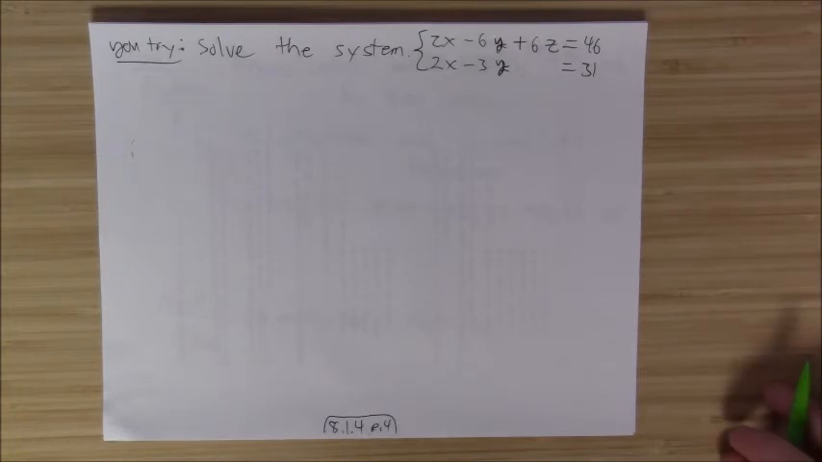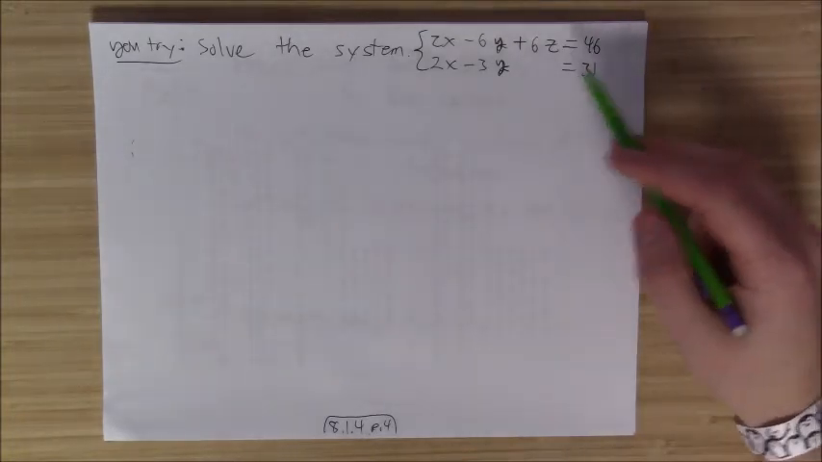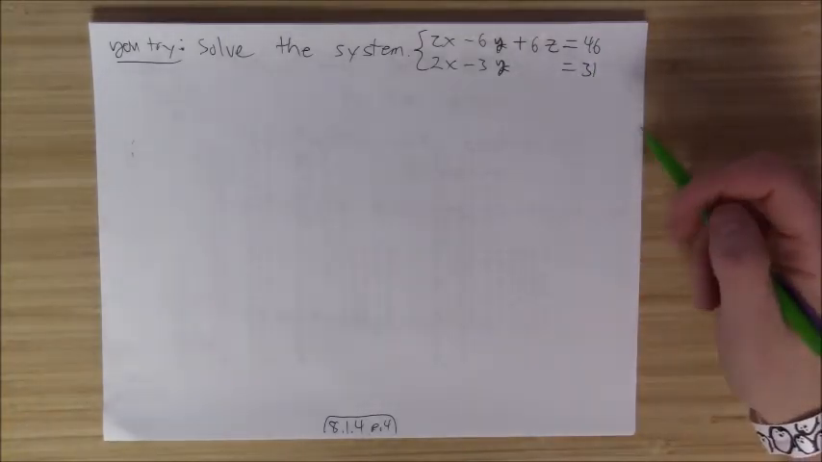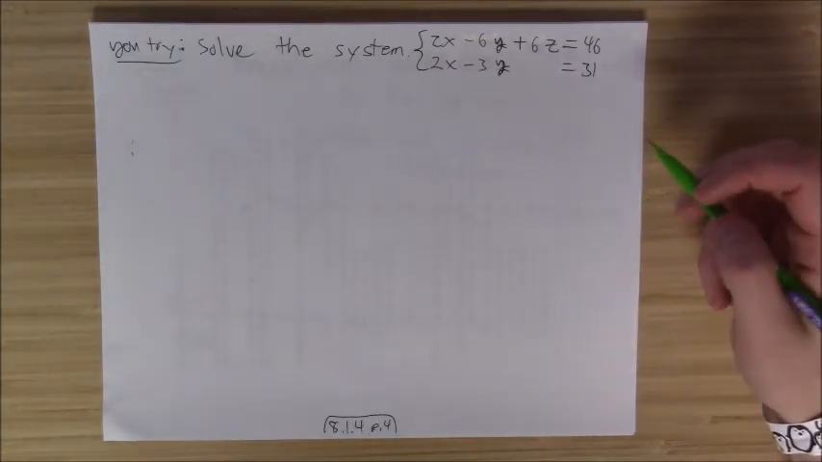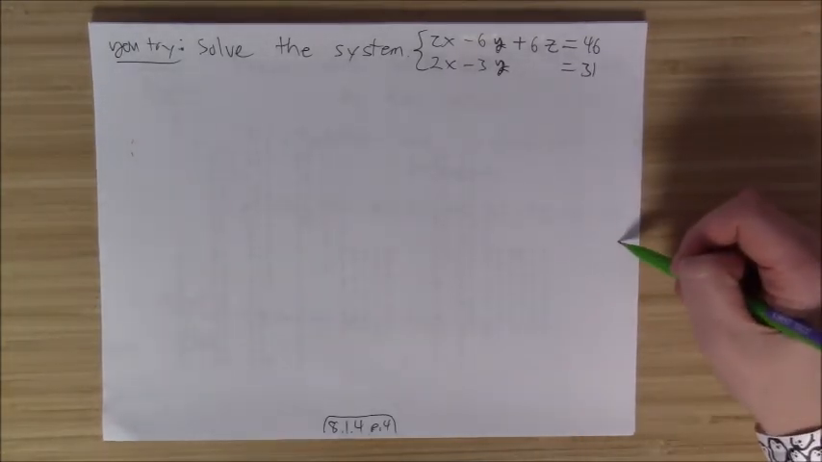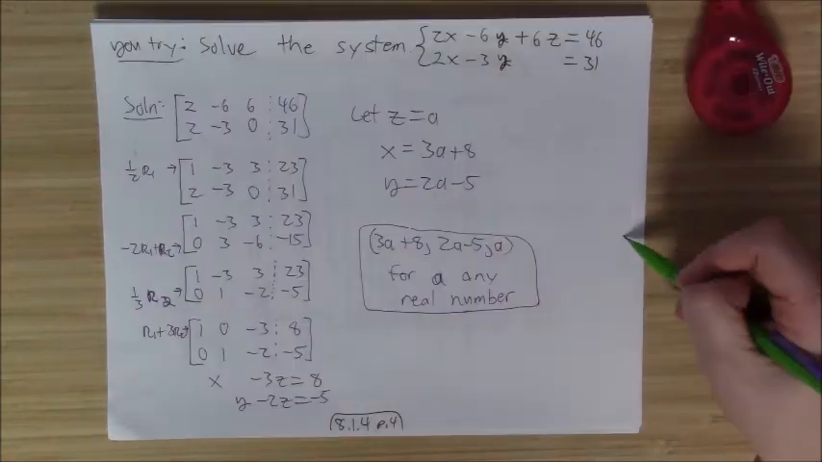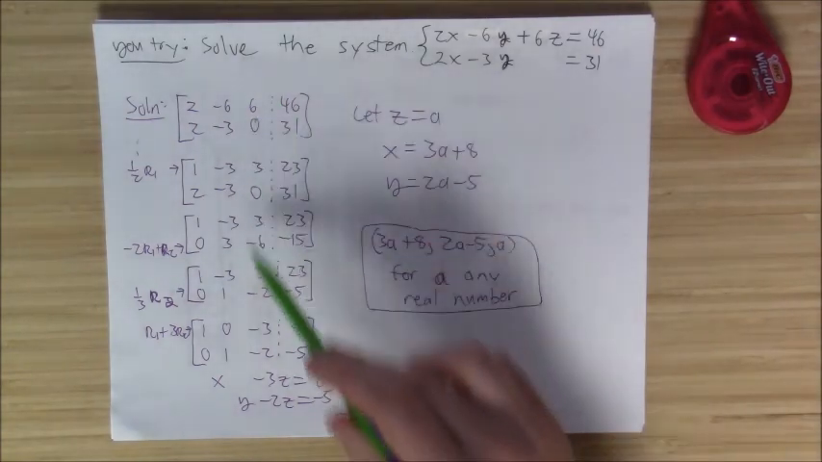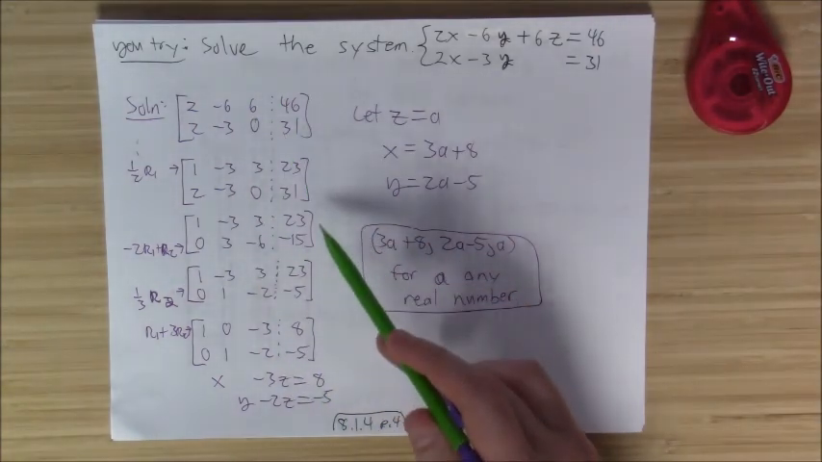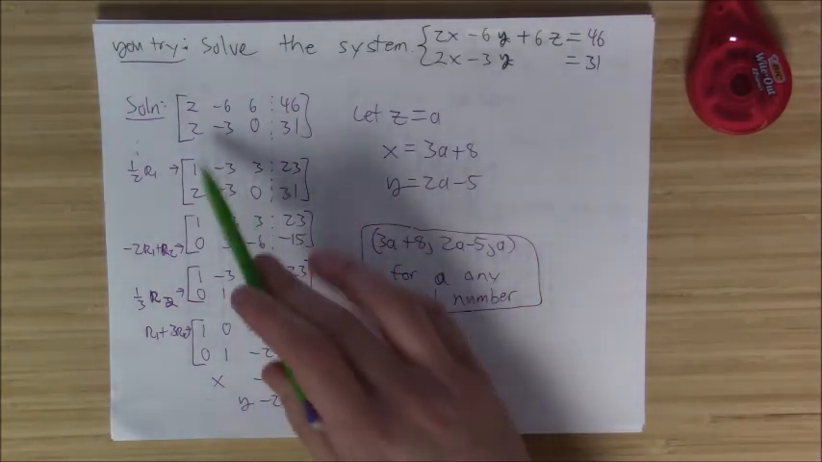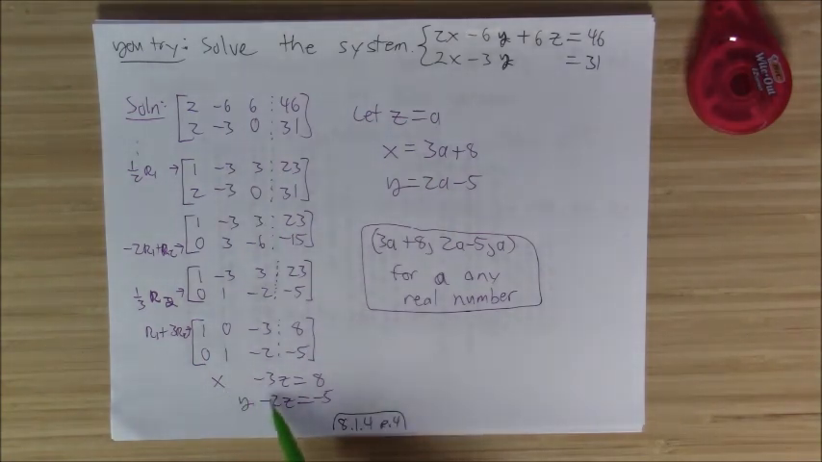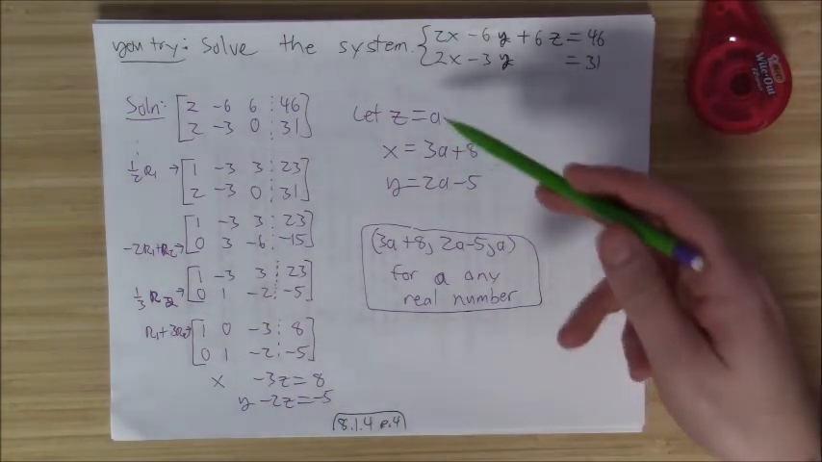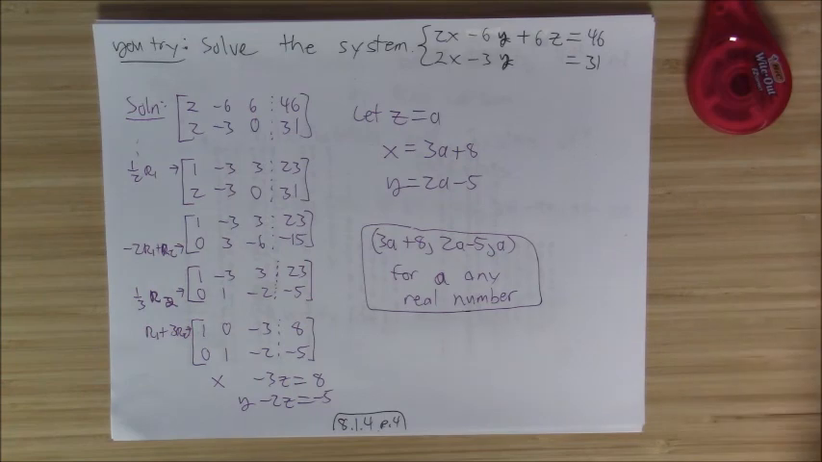Now it's time for you to try an example. So go ahead and try solving this system of equations. On the count of 3, I will reveal the answer. 1, 2, 3. So here, very similar to the last example, you end up with x minus 3z equals 8 and y minus 2z equals negative 5 once you've done Gauss-Jordan elimination. We go ahead and pick our a, and we end up with this as the solution.